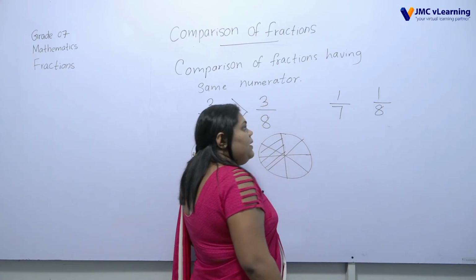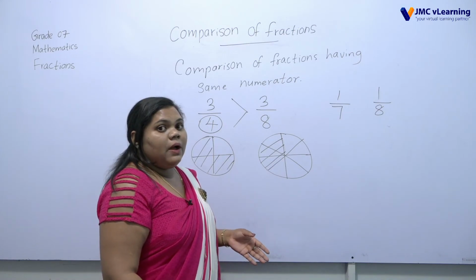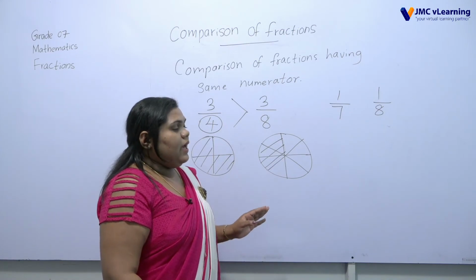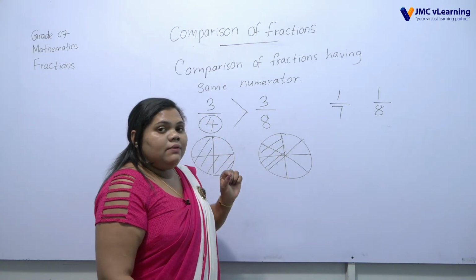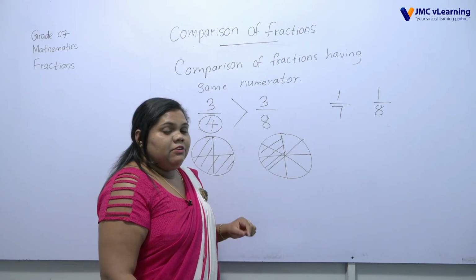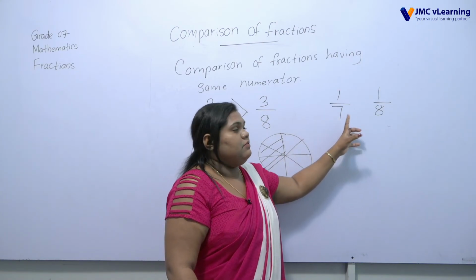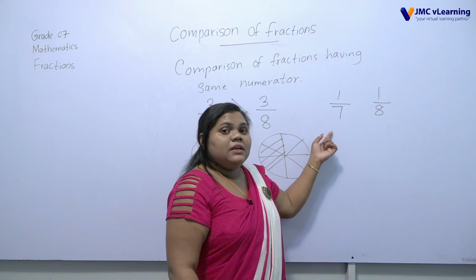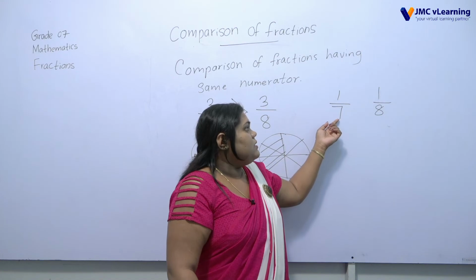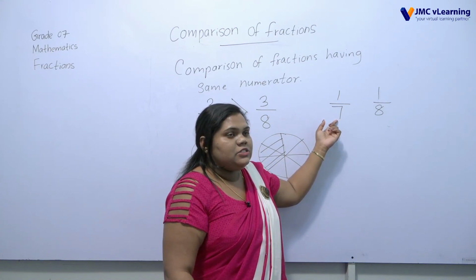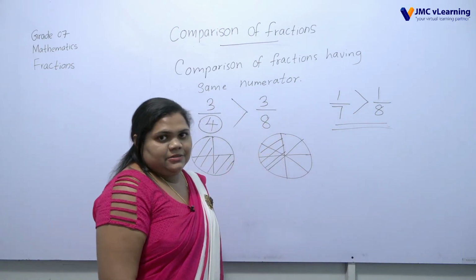When comparing 1 out of 7 and 1 out of 8, 1/7 or 1/8. Okay, now we have to compare those two, no? So what is the thing that you have to know? Always smaller denominator gives larger fraction. When we compare 7 and 8, what is the smaller one? 7 is the smaller number, no? So smaller denominator gives larger fraction. It means 1 out of 7 is bigger than 1 out of 8.